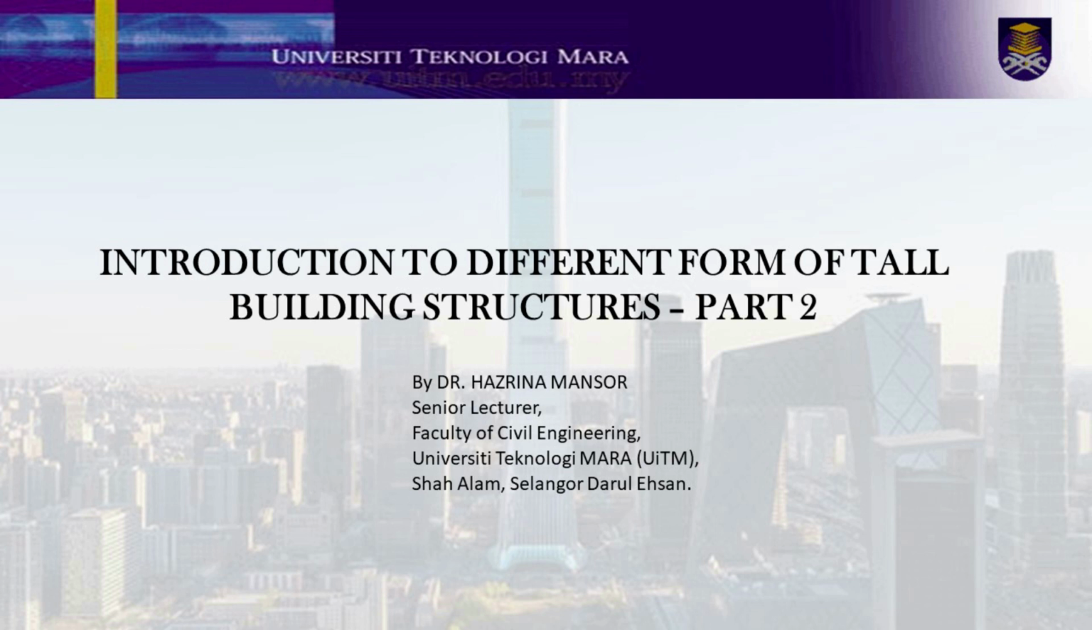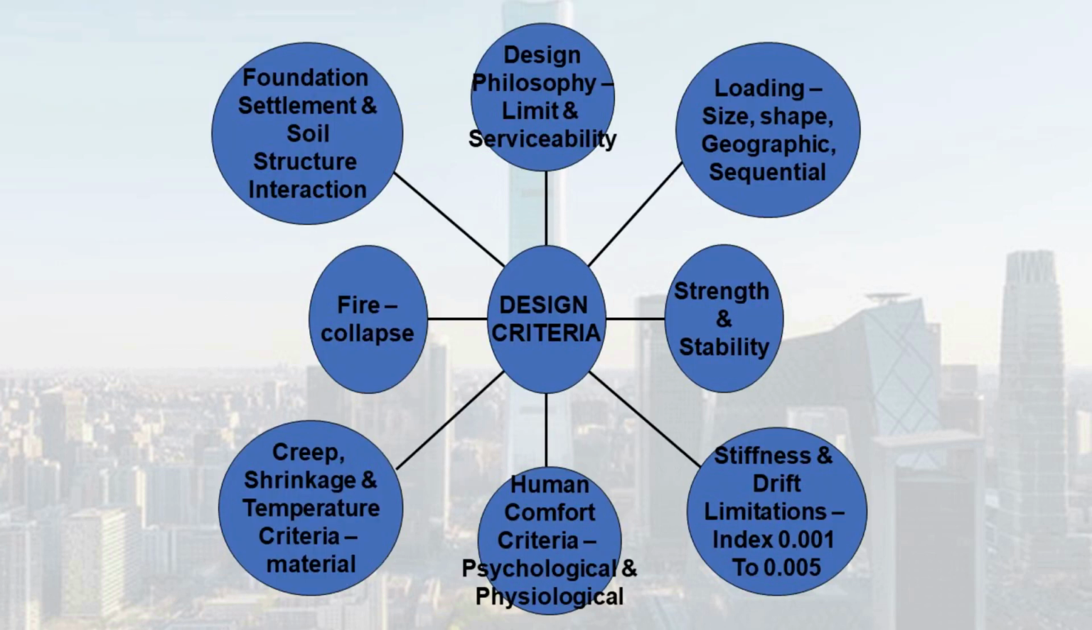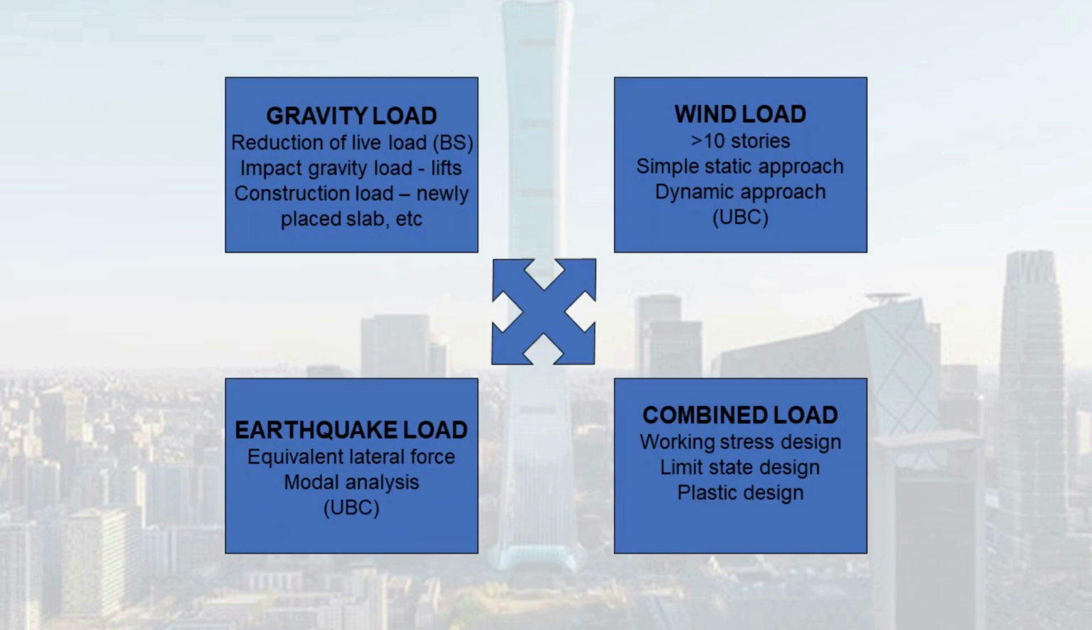Previously, in lecture video part 1, we have learnt the general introduction regarding tall buildings. By now, we already know how to define a tall building, why we need tall buildings, how to categorize them, and identify them based on usage. Next, we're going to learn part 2 of the first topic, that is structural form of tall buildings. The figure shows the design criteria that must be considered in designing tall buildings. Meanwhile, here are the typical notes that must be considered in designing tall buildings.